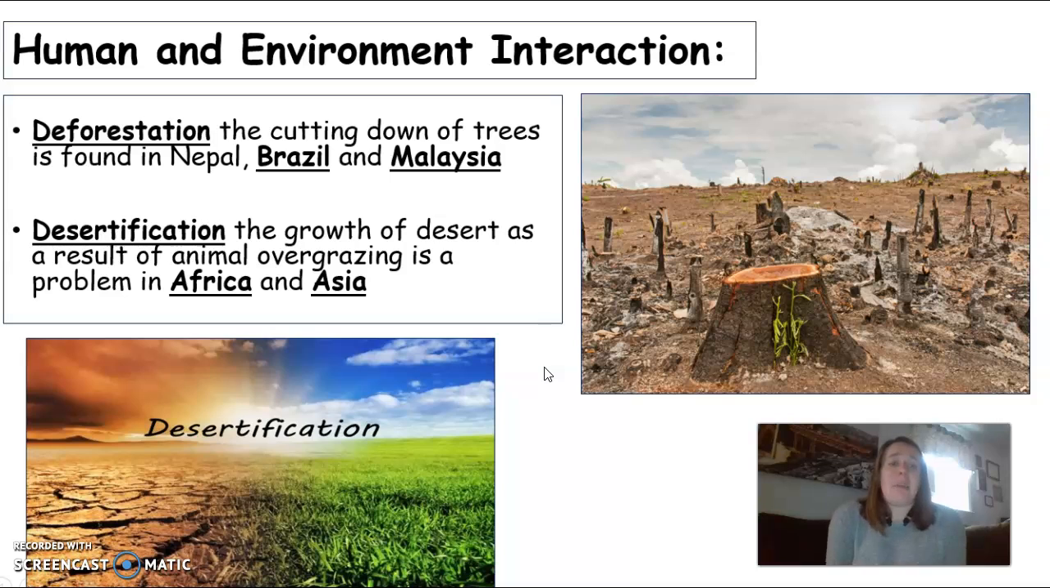Other ways that humans have impacted their environment: deforestation, which refers to the cutting down of trees. This is found really anywhere in the world, but it's really become a bigger problem in Nepal, Brazil, and Malaysia. That's deforestation, the cutting down of trees. So deforestation is when the forest is getting smaller. Then we have desertification, which is the growth of desert. This is when a desert is getting bigger due to overgrazing of land. And this is a problem in Africa and Asia because of the Sahara Desert and the Gobi Desert.